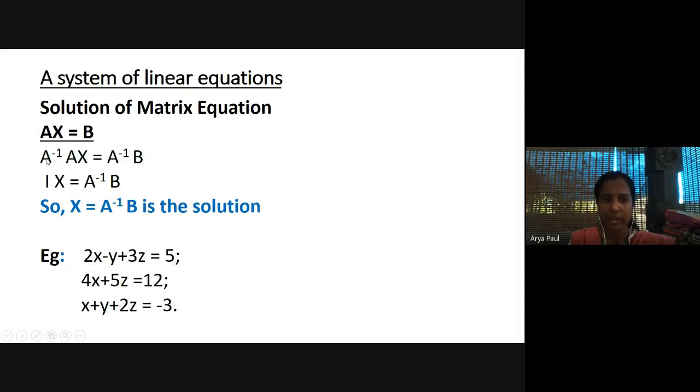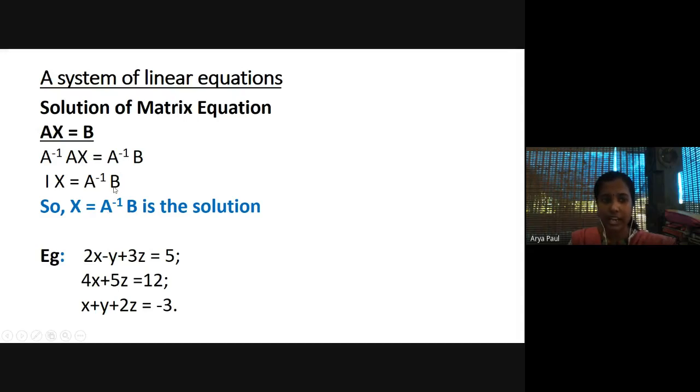Now what will you get? A inverse into A, you know that it is the I matrix. What is I? The unit matrix. So A inverse into A is I. I into X is equal to A inverse into B. So how can you compute X? X is the unknown value, so X is equal to A inverse into B.